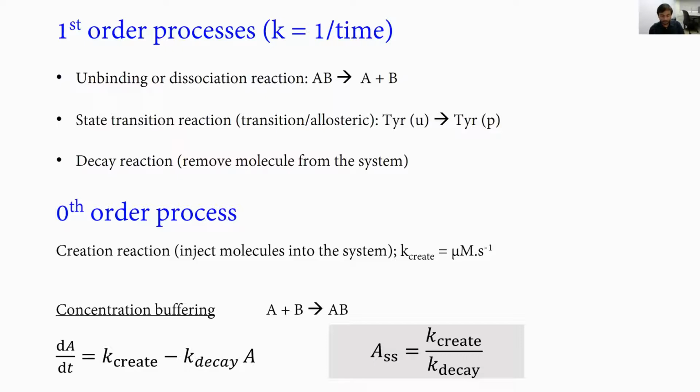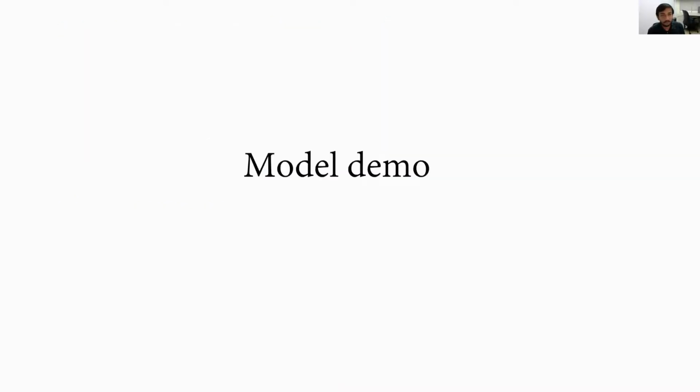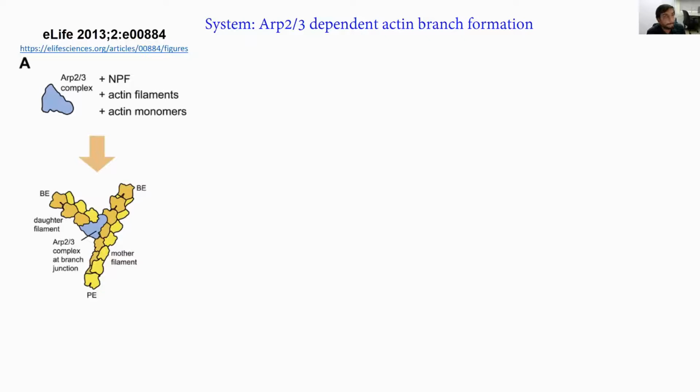Okay, so I'll just move forward because I wanted to show some of the demonstration here. The system that I'll be showing you today is this ARP2-3 dependent actin branch formation. You might be familiar with this system: actin dynamics is a very important process inside living cells, because it serves a whole wide range of functions inside the cell. And there is this interesting process that is actin branch formation.